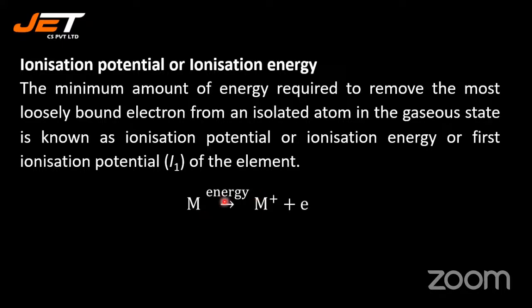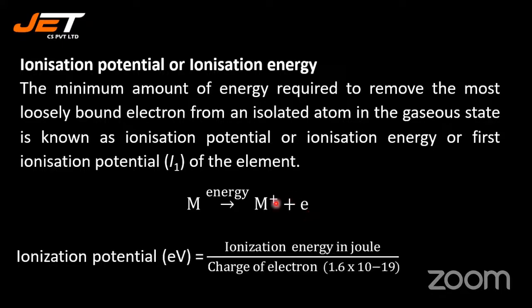This minimum energy is spent, one electron is lost, and I told you if the electron is lost, the original atom becomes plus. Ionization potential is in eV, which is calculated as ionization energy in joules divided by the charge of the electron. It is 10 to the power minus 19, not 10 minus 19. It is 10 to the power minus 19. So from this slide, any doubt? No? Okay.